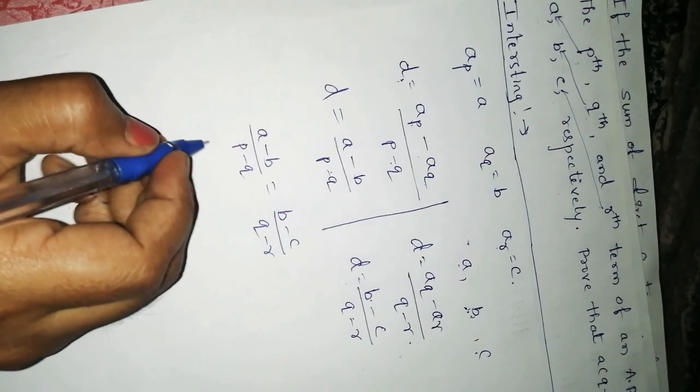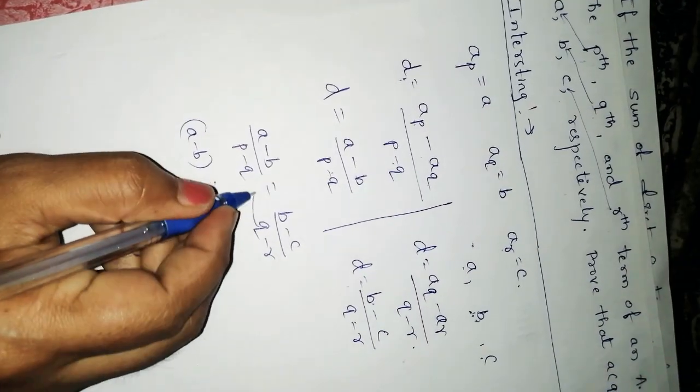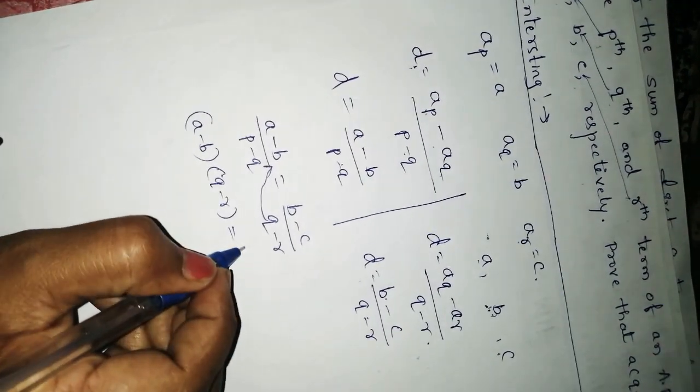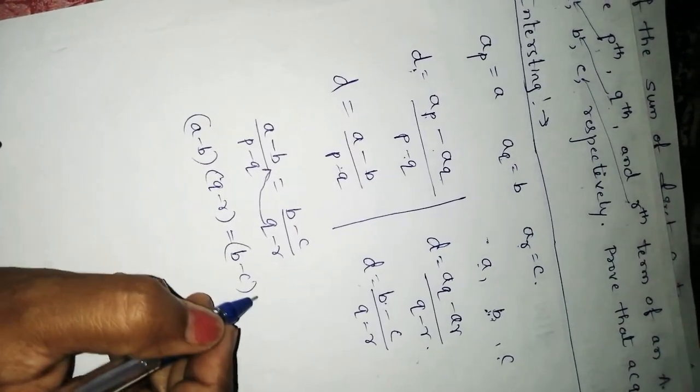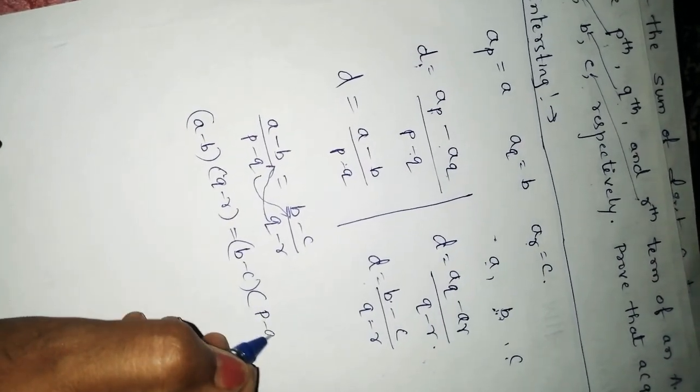Now make a cross product. I am going to have A minus B into bracket, this one goes here, that is Q minus R, is equal to B minus C into bracket, this P minus Q goes here, that is P minus Q.